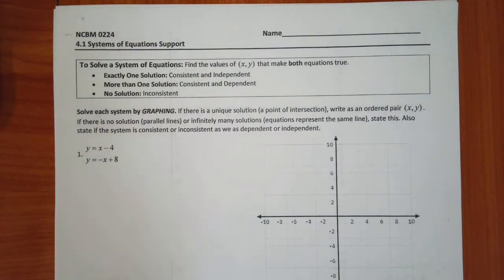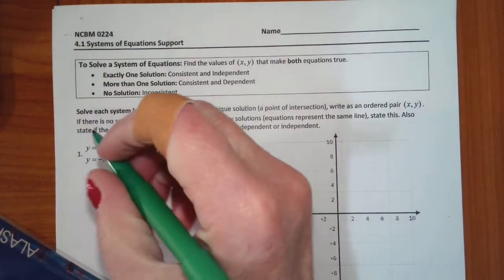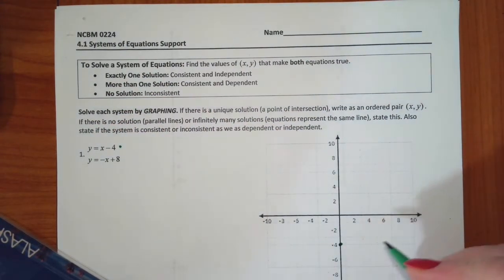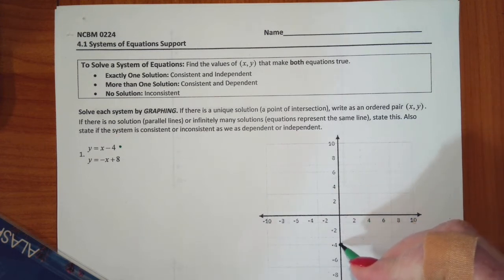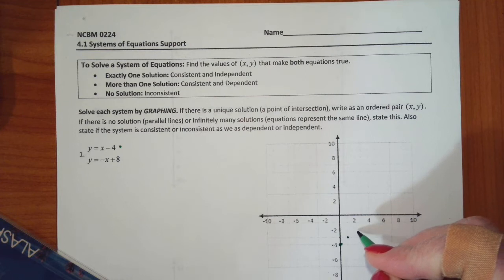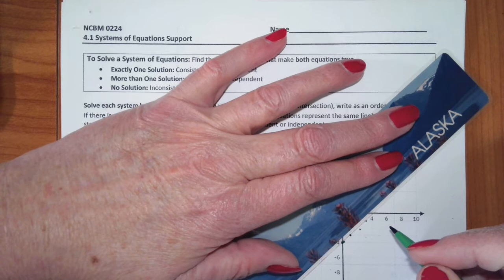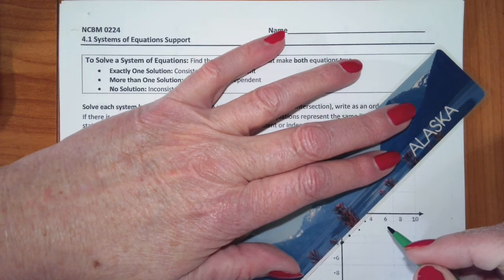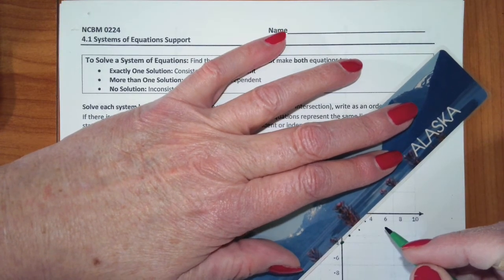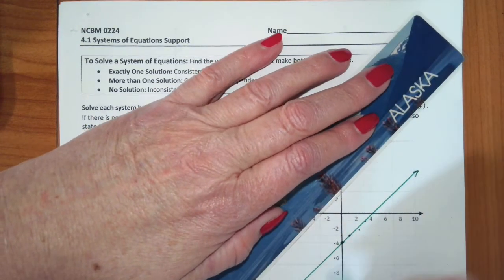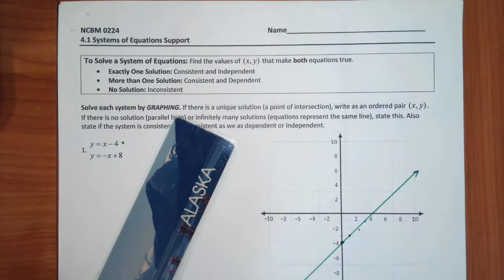All right, if I start with y equals x minus 4, if it's in slope-intercept form, that's how I'm going to graph it. That means I begin at negative 4 on the y-axis. My slope is 1, so I go up 1, over 1, up 1, over 1, and so on and so forth. I want to graph as accurately as possible because what I'm looking for here is the point of intersection. Of course, draw my line through the points, put arrows on the end since it goes on forever and ever.